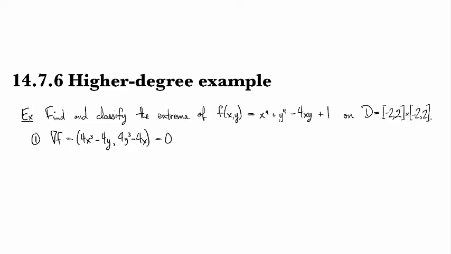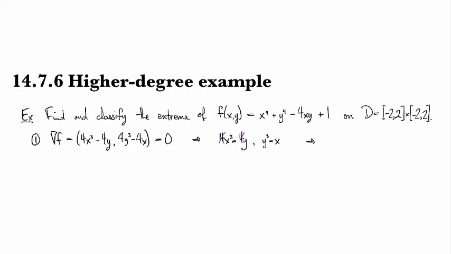Then the first coordinate being equal to 0 is 4x cubed equals 4y. Canceling the 4's, we just get x cubed equals y. And from the second coordinate, we get the corresponding equation y cubed equals x. If I substitute one of those into the other, then that gives me the equation.